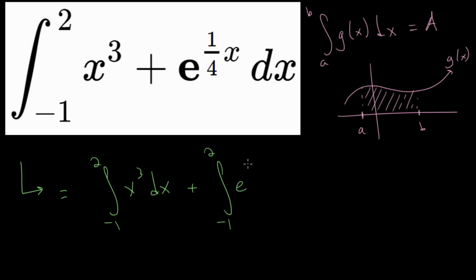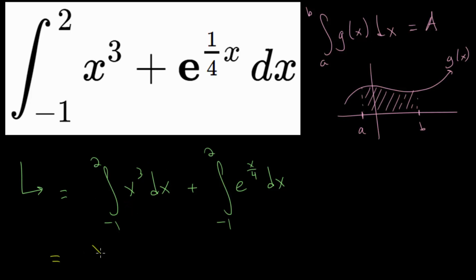But when actually computing this, what we can first recognize is that we have a sum here. When you're adding or subtracting terms in an integral, we can separate those into their own integrals. So we can rewrite this as the integral from -1 to 2 of x to the third dx plus the integral from -1 to 2 of e to the x over 4, or 1/4 x, dx. The reason we want to separate this is that we'll use different techniques for each of these terms. For instance, this first term is just a cubic polynomial. We can use the power rule on that.